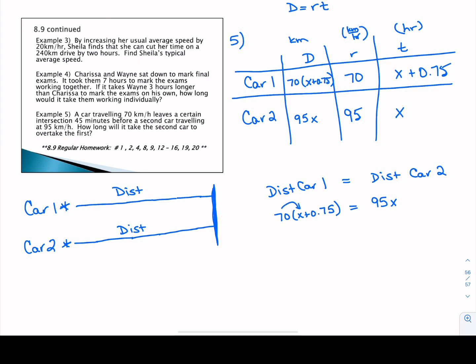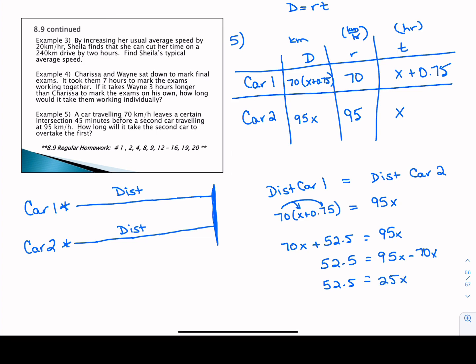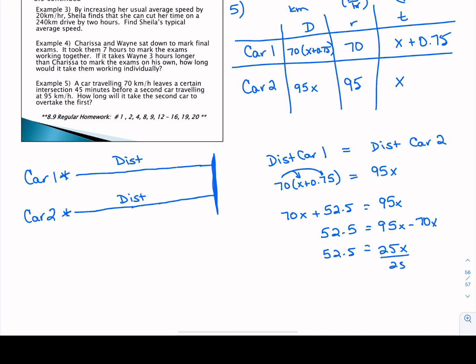This is going to be a small little equation for us to solve now. So open up your brackets. 70 times x is 70x. And then 70 times 0.75 is going to be 52.5. If that's equivalent to 95 times x, then we can solve this little linear equation. So I'm going to subtract 70x from both sides. And when we do, we get 52.5 equals 25x. And the last step, of course, is to divide by 25. So when we divide both sides by 25, we get x equals 2.1.